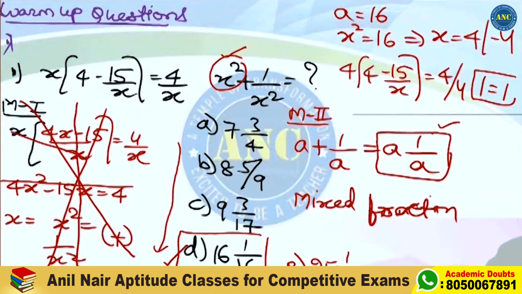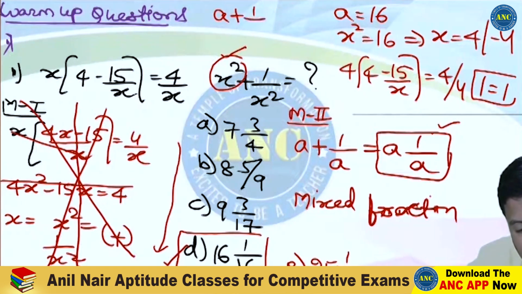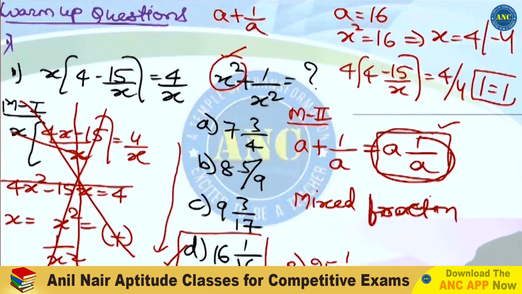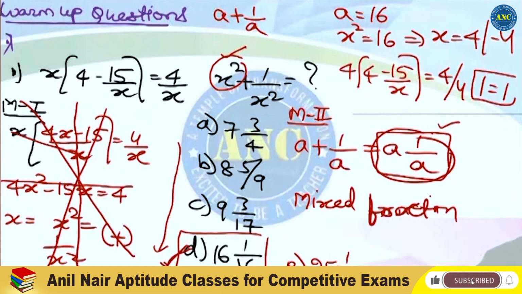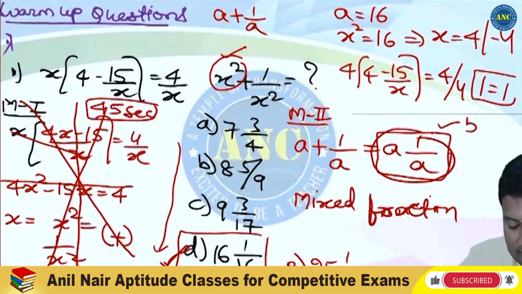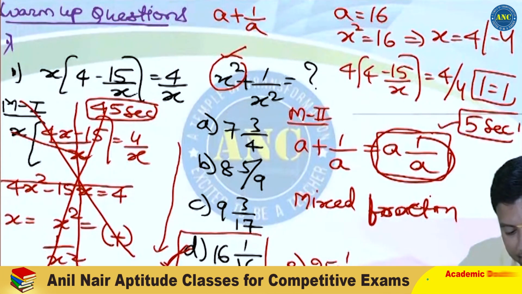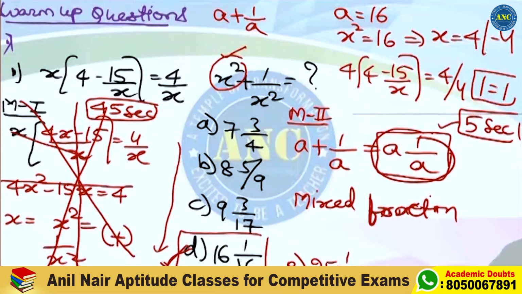What is he asking? X square plus 1 by x square. X square is a, 1 by x square is 1 by a. A plus 1 by a is nothing but a 1 by a. Only one option is of the form a 1 by a. What you are taking 45 seconds actually will take 5 seconds if you know the root cause of the problem. That is exactly what I am interested in every class of mine: time saving approaches, easiest approaches, best, fastest and easiest approaches, method 1, method 2. I hope the first question is clear.